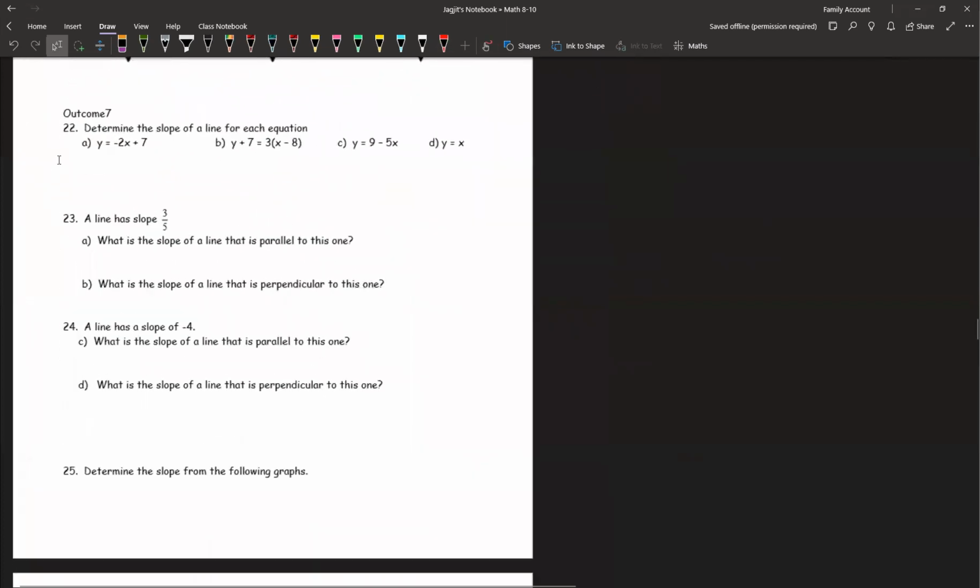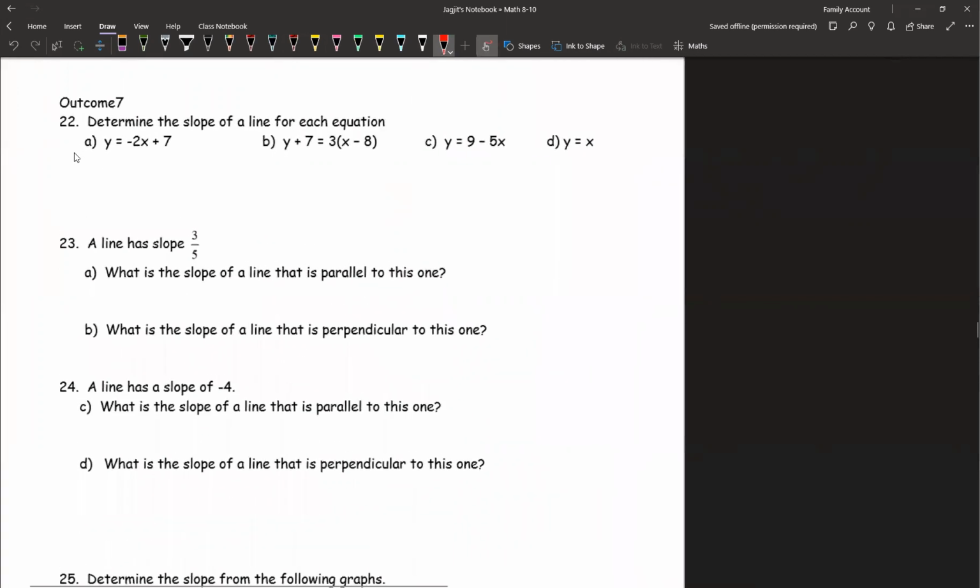Next is slopes. They've given us a bunch of these equations, and they're asking us to find the slope. The first equation is in slope-intercept form, which is mx plus b. Now look at that equation. Tell me what's the slope? -2. That's the number in front of x. The second equation is in point-slope form, which is like y minus y1 equals m times x minus x1. What's your slope? That number right there, 3.